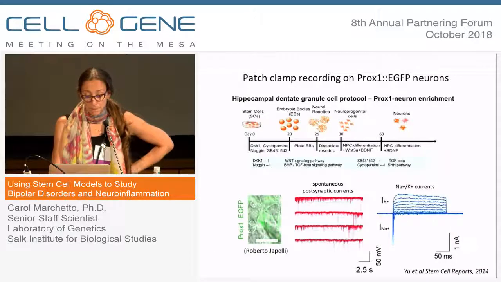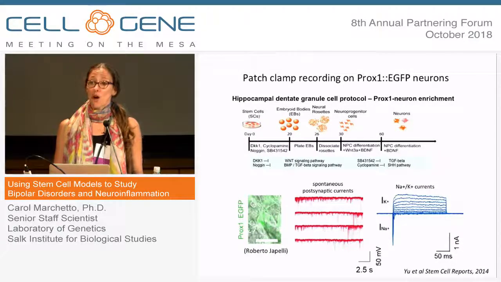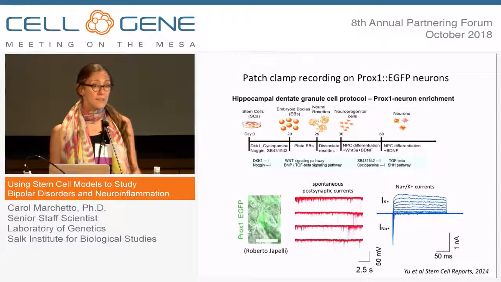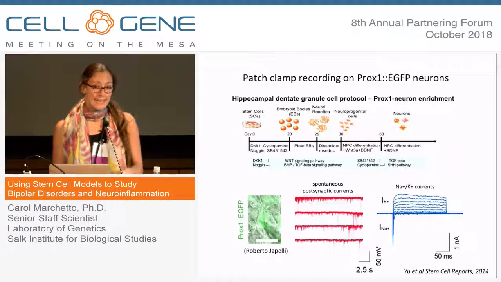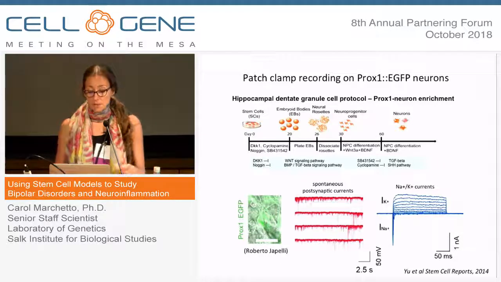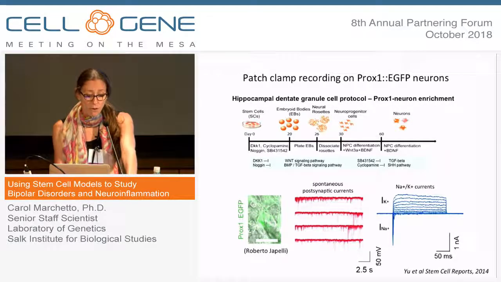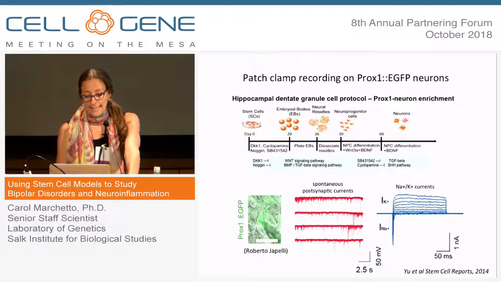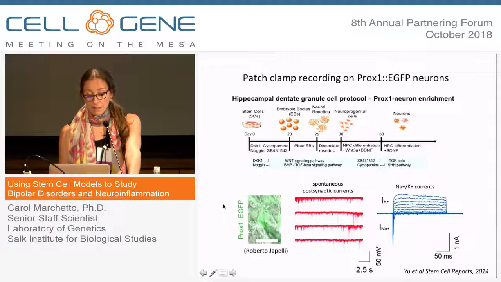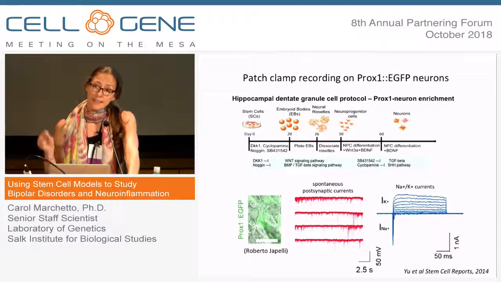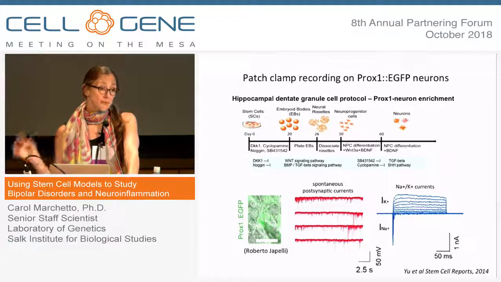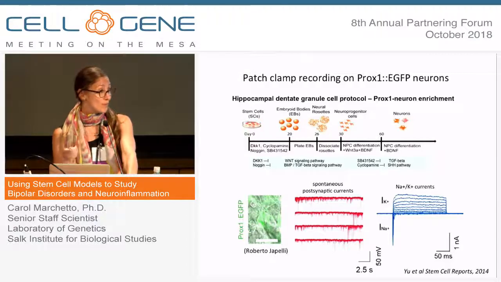We adapted a protocol of making PROX1 positive neurons, which are dentate gyrus fate committed, and we differentiated our stem cells using a protocol developed by Diana Yu in our lab in 2012. And Roberto Giappelli, who was a postdoc in our lab at the time, developed a reporter with the PROX1 promoter expressing GFP. So we were able to track those cells in vitro.